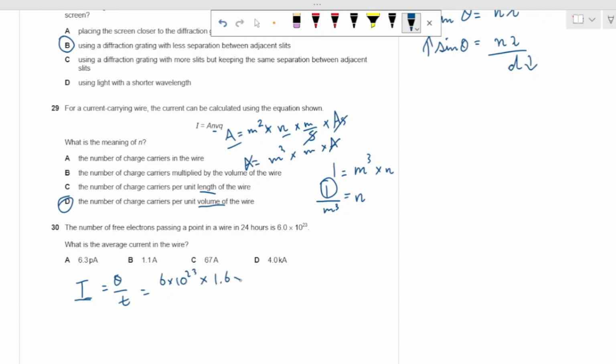The charge, you're going to multiply the number of electrons with 1.6 multiplied by 10 to the power minus 19 coulombs. Over the time, which won't be in hours, we need to convert it to seconds: 24 into 60 minutes into 60 seconds. We can then plug this in the calculator. We get 6 into 10 to the power 23 into 1.6 into 10 to the power minus 19, over 24 into 60 into 60, and we get our answer as 1.1 amps, and option B is the correct answer. All right.